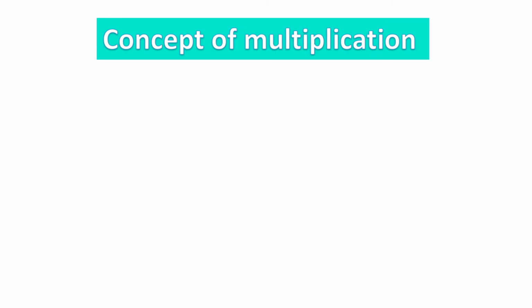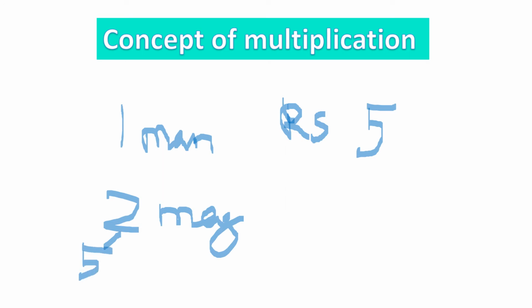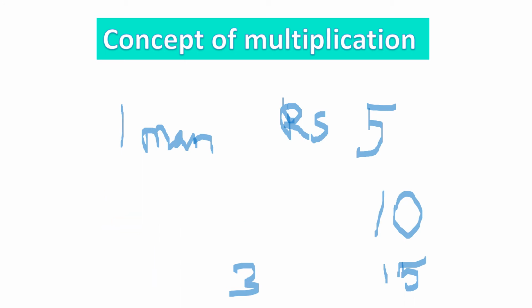Now look here. If I tell you that one mango is ₹5, then can you tell me how much money will be of 2 mangoes? One mango is ₹5, another mango is also ₹5. So how many rupees total? 10 rupees, right? So you know that. So look here, one mango is ₹5, then 2 mangoes will be how much? 10 rupees. 3 mangoes will be how much? 15 rupees, right? Can I write this clearly once?